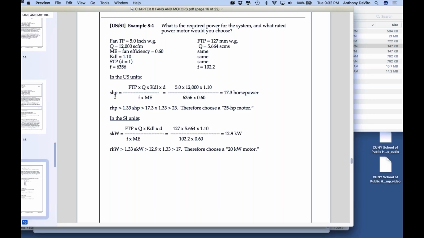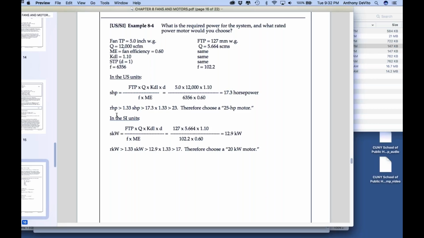So the shaft horsepower, which is from that formula, they skipped all that, the air horsepower and the brake horsepower. Shaft horsepower is the fan total pressure, 5 inches, times 12,000, times the correction factor for the type of motor, times the density correction, which is 1, over F, which is 6356. That's just the constant we're using, times the mechanical efficiency, which is 0.6. That's 5 times 12,000 times this, divided by this, and it comes out to 17.3 horsepower.